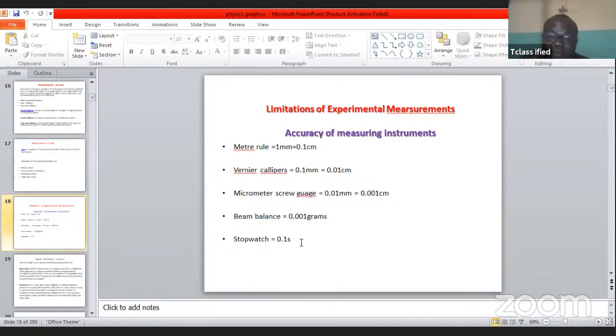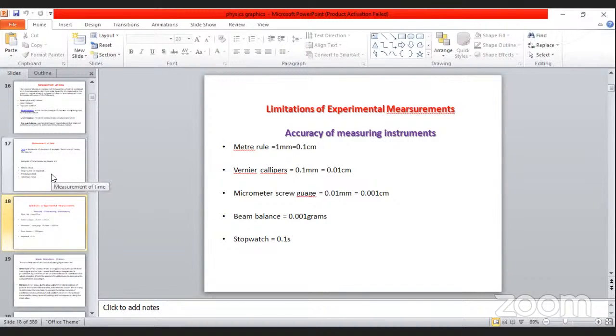Length, mass, and time. We can use these three instruments to measure length: meter rule, vernier caliper, or micrometer screw gauge, depending on the degree of accuracy we are looking at. Then we can use the beam balance to measure mass, whereas we can use a stopwatch to measure time.